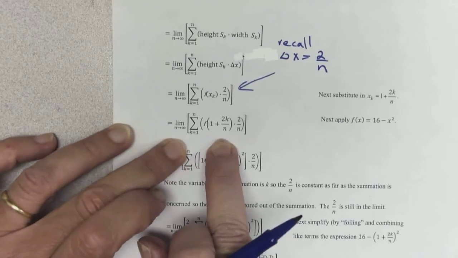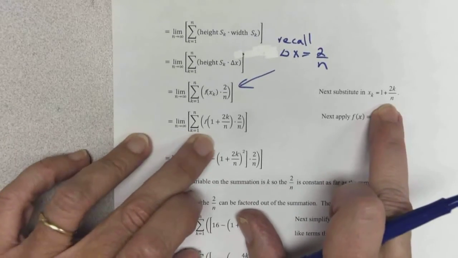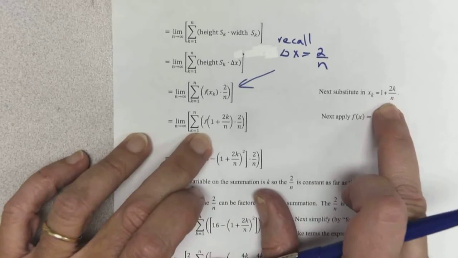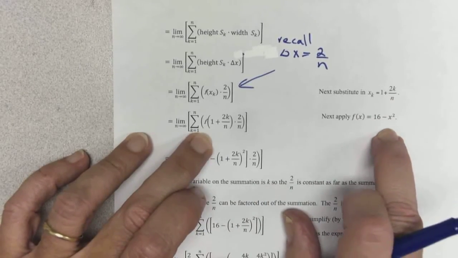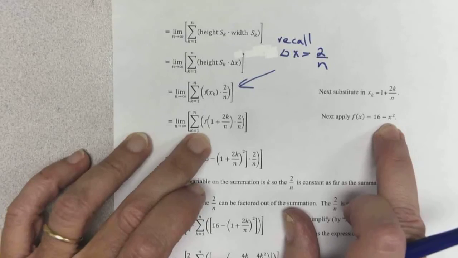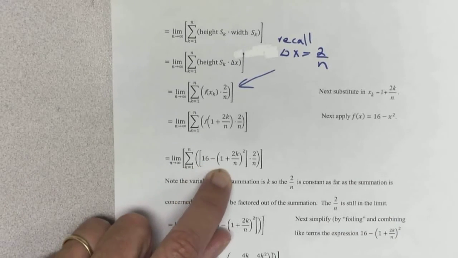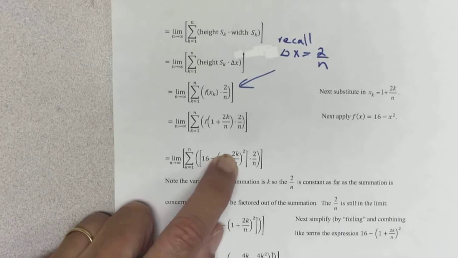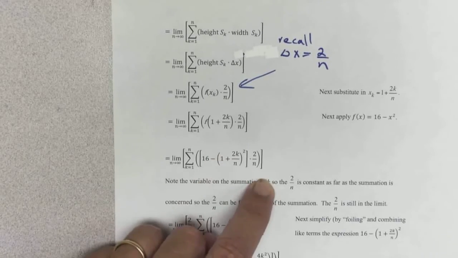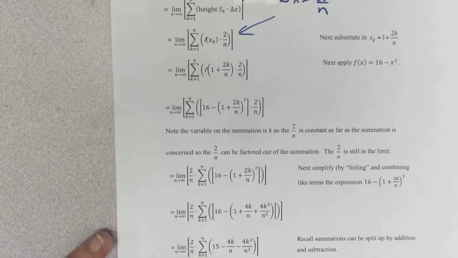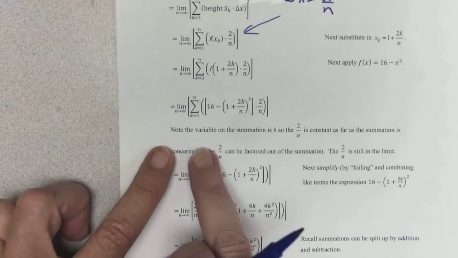Okay, so we're up to here. All we did was we plugged in what we found x sub k to be, 1 plus 2k over n. Now I'm going to apply the function, 16 minus x squared. So this becomes 16 minus the quantity, 1 plus 2k over n, quantity squared, the whole thing times 2 over n. And now some algebra, step by step.